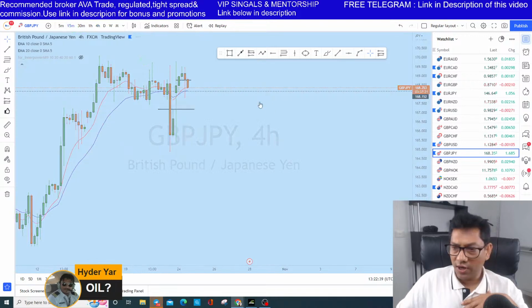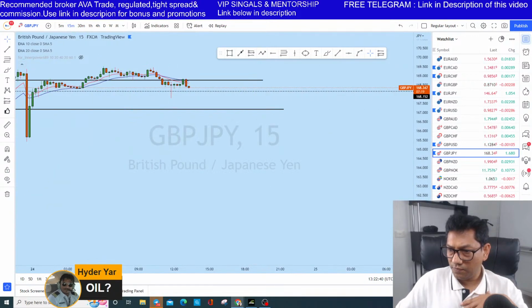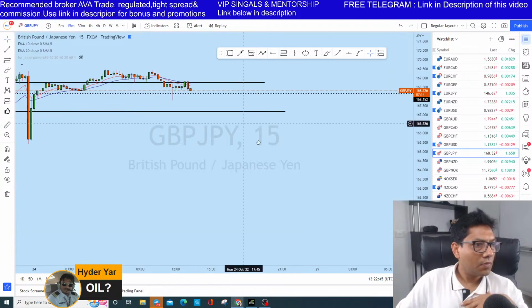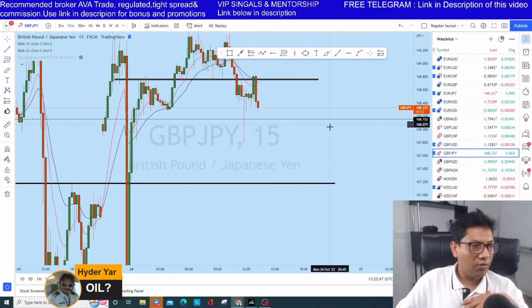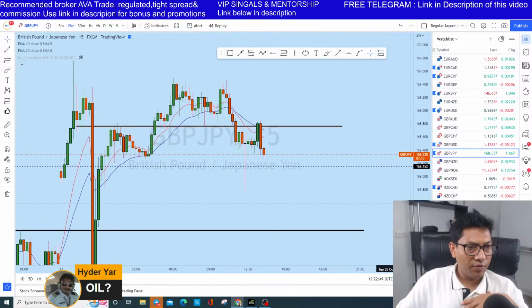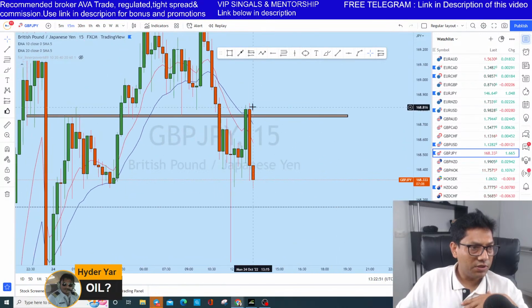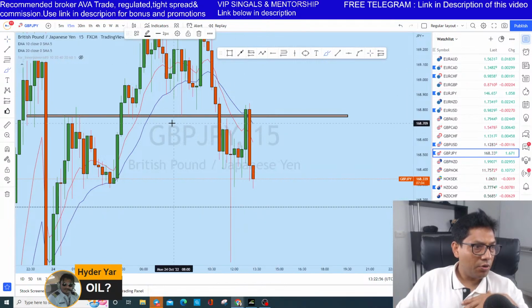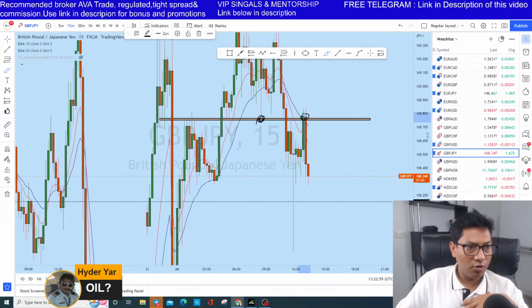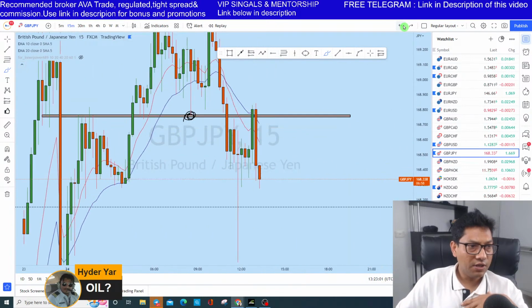So if you look at the 15 minutes on GBP JPY, this is a bearish engulfer across the 20 MA, which tested this previous support zone, the neckline, as a resistance. So that's a reversal pattern on the lower time frame on the 15 minutes.